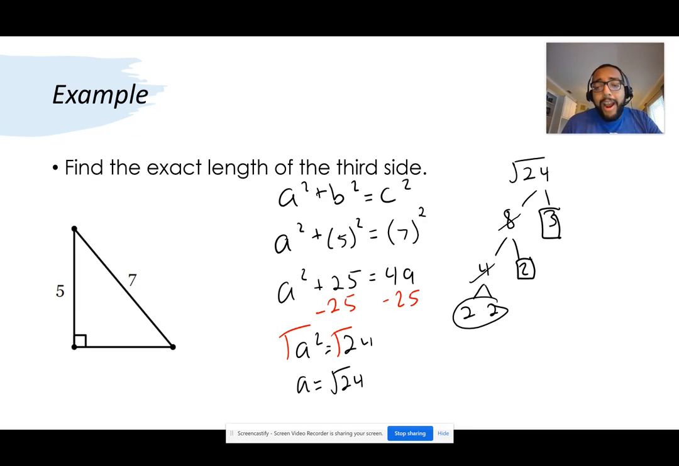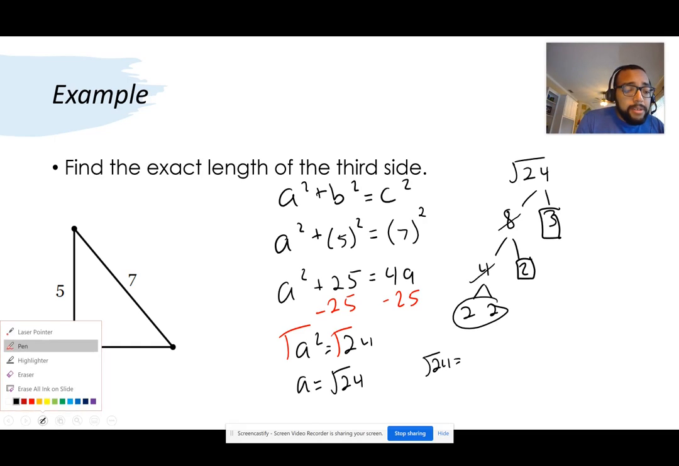So when rewriting the square root of 24, I first did my prime factorization tree. Next, I saw, hey, let me look for pairs of numbers. And as I broke up 8, I broke it up as 4 and 2. And as I broke up 4, I broke it up as 2 and 2. I got pairs of 2's. And then I have a 2 and 3 left over.